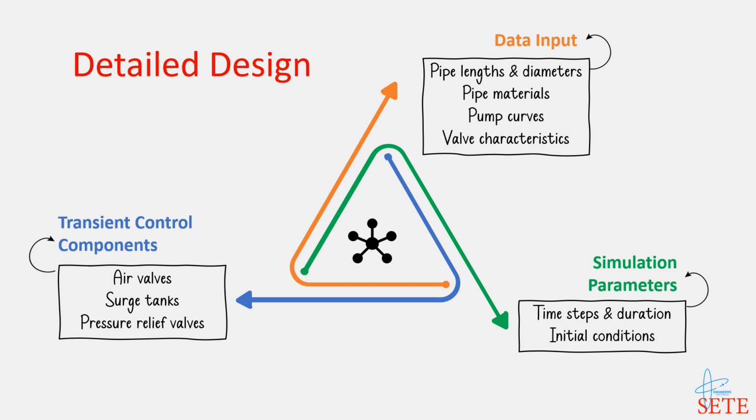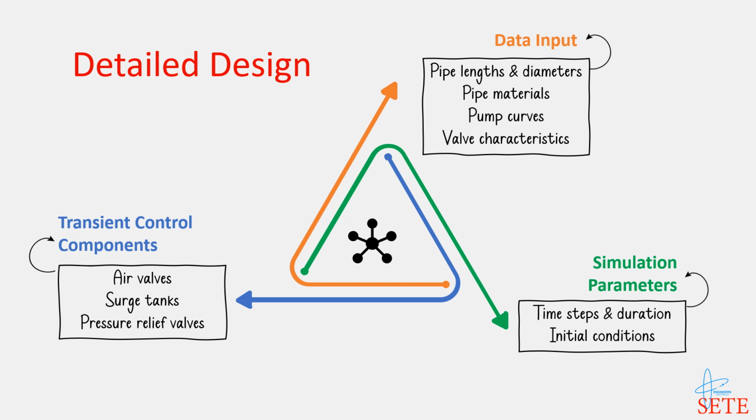In transient control components, we introduce components specifically designed to manage transients, such as surge tanks, hydropneumatic tanks, and air valves. We'll place these components strategically throughout the network to ensure they provide protection where it's most needed.